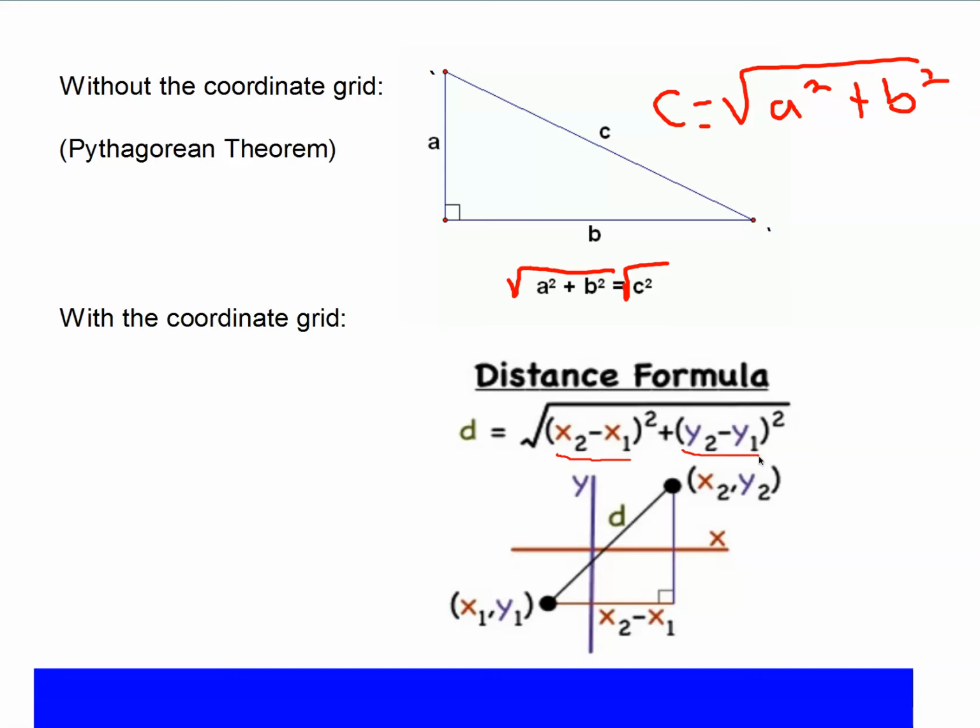Basically, when you're in the coordinate grid, in order to find a horizontal or a vertical distance, you just subtract those coordinates. If you see here on the triangle, x2 minus x1 gives you your horizontal distance, and y2 minus y1 gives you your vertical distance. And so this is just, again, the Pythagorean theorem using the coordinate grid. So how can you just take the points and plug them in? All right, now let's go ahead and use it.